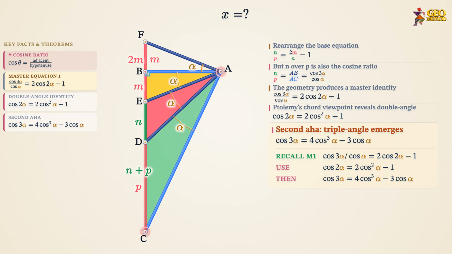And now, the final reveal. The reflected triangle gave cosine 3 alpha over cosine alpha equals 2 cosine 2 alpha minus 1. The unit circle chord gave cosine 2 alpha equals 2 cosine squared alpha minus 1. Put the two pictures together. One substitution, one multiplication by cosine alpha. And there it is. Cosine 3 alpha equals 4 cosine cubed alpha minus 3 cosine alpha. The formula we had to borrow at the beginning was hiding inside the geometry all along.